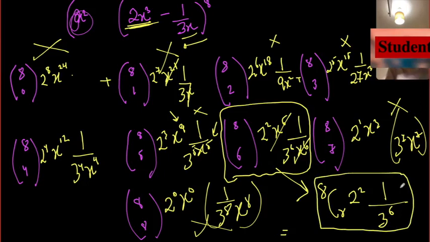Sorry, what am I multiplying? No, just multiply. First find 8C6, then multiply 2 to the power 4 and divide by 3 to the power 6. Do I multiply 1 over 3 to the power 6? Yeah, 1 over 3 to the power 6. It's giving me 112 over 729.